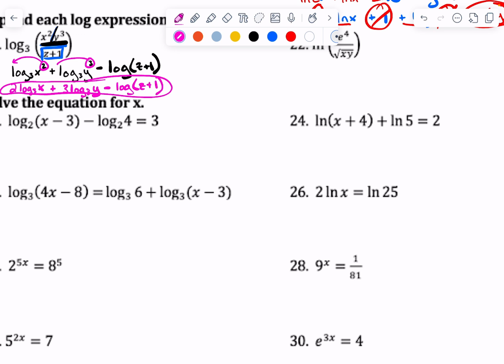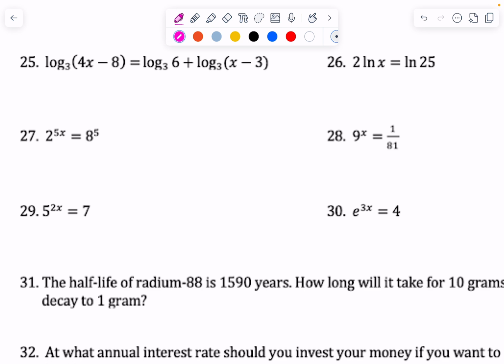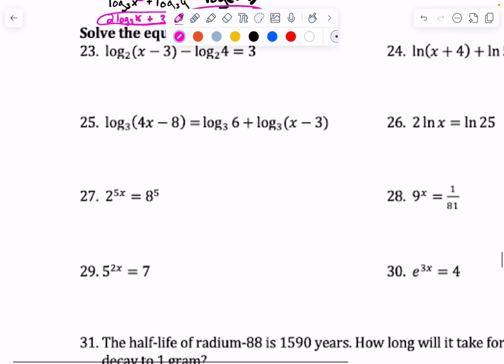All right, what shall we do? What shall we do? Let's do 25 and we'll do 29 and we'll see what we can do here.